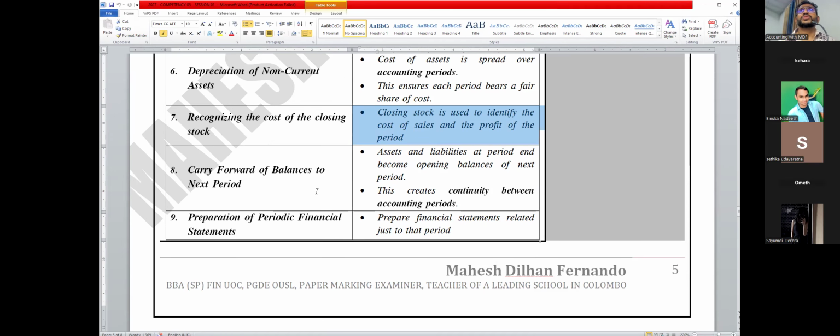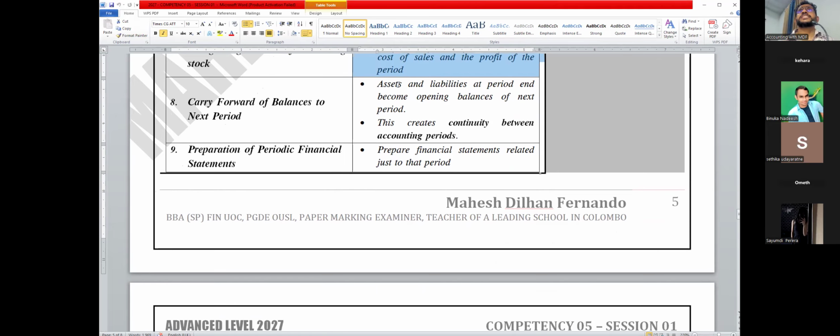Carry forward balances to the next accounting period. Assets and liabilities at period end become the opening balance of the next period. I told you this previously: the balance carried down of an account becomes the balance brought forward in the next accounting period. Why? The periodicity concept. This creates continuity between accounting periods. In one year it is balance carried down, in the next year it is balance brought forward.